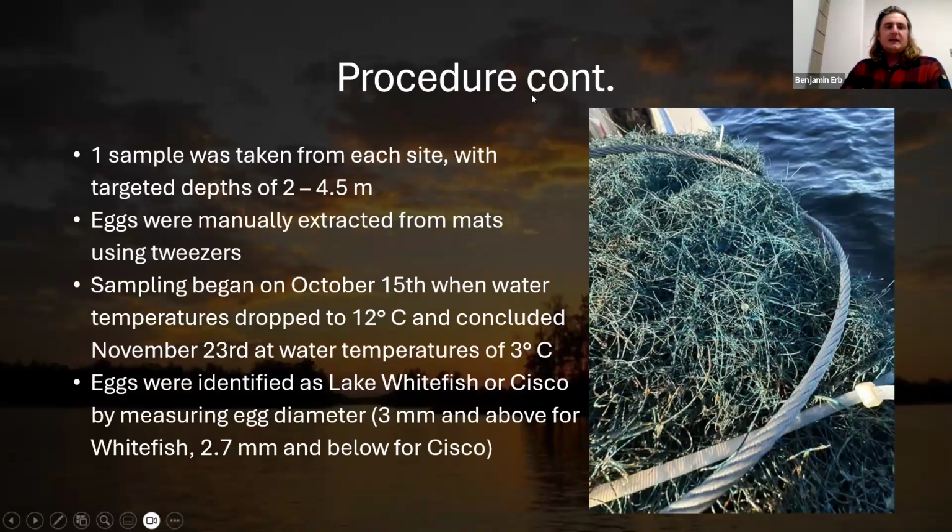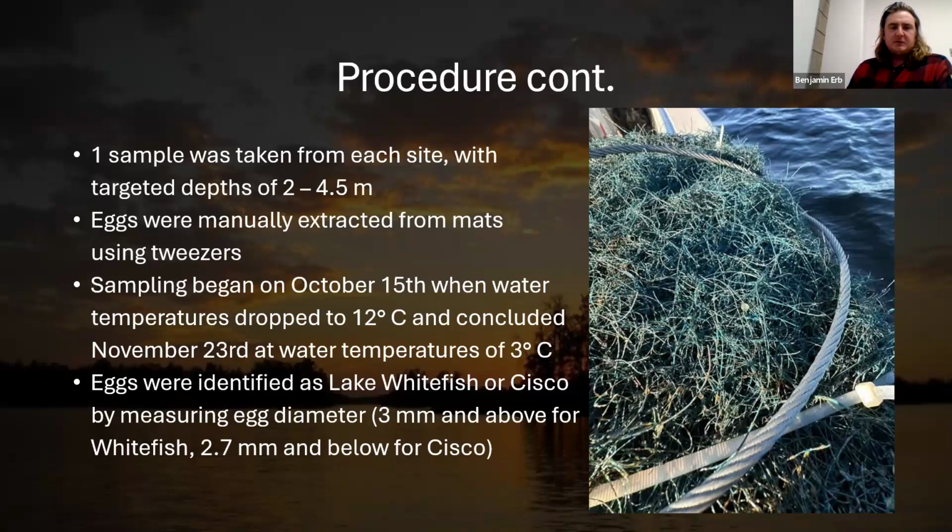One sample was taken at each site with targeted depths between 2 and 4.5 meters. Eggs were manually extracted from mats using tweezers. We never got hundreds of eggs in a sample like we did with walleyes, so extracting them with tweezers was a really viable option for sampling. You can see in this photo, in the center of the picture, there is a whitefish egg, showing how it gets tangled up in the fibers of the egg mats.